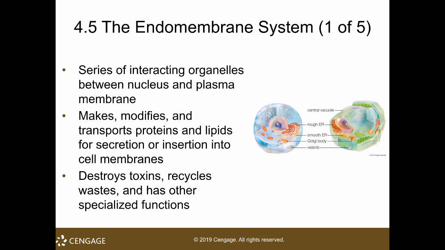Okay, so the endomembrane system is actually the series of interacting organelles between the nucleus and the plasma membrane. So the components of that, you have the endoplasmic reticulum, both the rough ER and the smooth ER, the Golgi body, and the different vesicles. So they function in the making, modification, and transport of materials, usually proteins and lipids, for secretion or insertion into the cell membrane. They are also responsible for the detoxification of cells, recycling of wastes, and other things.